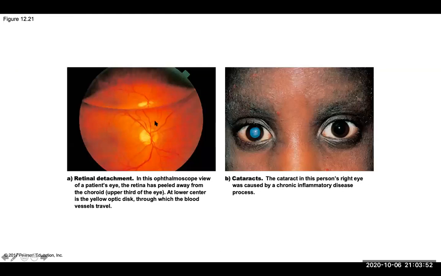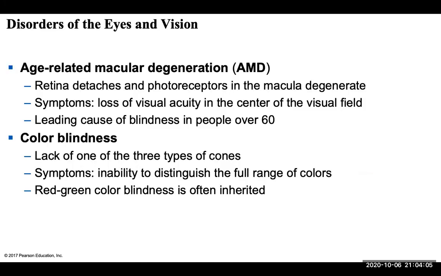So this is a look at retinal detachment. You can kind of see the double layer peeled up here. Here's cataracts. The cataract in this person's right eye was caused by an inflammatory disease process. AMD is age-related macular degeneration, which is when the retina detaches and the photoreceptors in the macula will degenerate. This is the leading cause of blindness in people over 60.